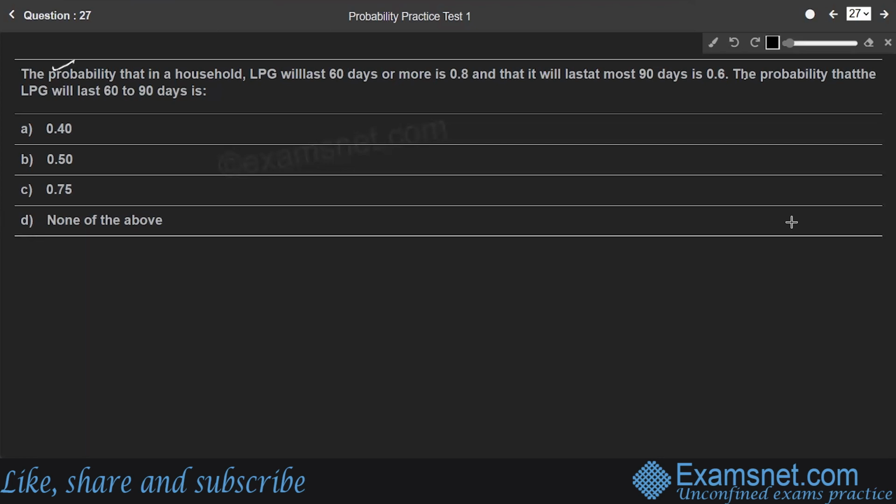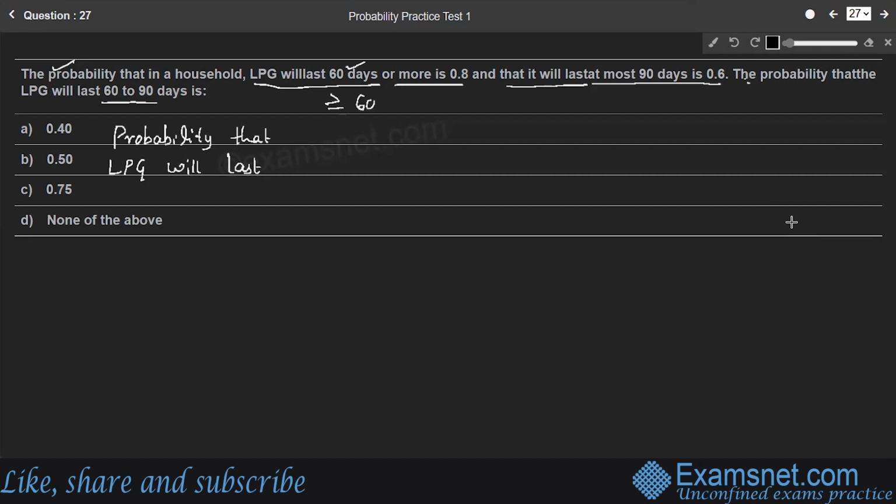Question number 27. The probability that in a household LPG will last 60 days or more is 0.8, and that it will last at most 90 days is 0.6. Therefore, the probability that the LPG will last 60 to 90 days is what? Students, we will consider the probability that LPG will last in different days. It is given that LPG will last 60 days or more, so we consider greater than or equal to 60 days. The probability is 0.8.